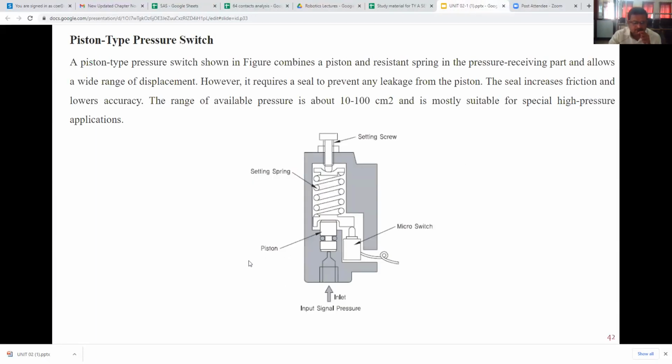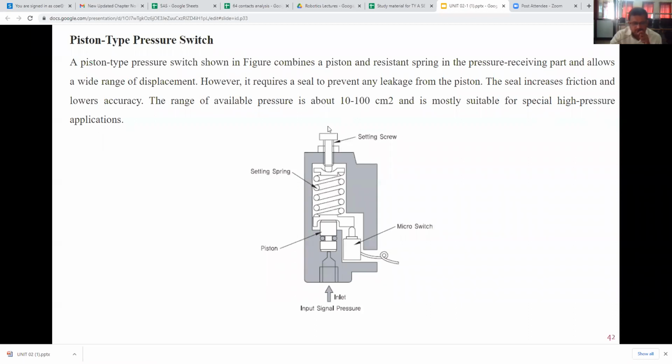Now next, piston type pressure switch. A piston type pressure switch shown in the figure combines a piston and a resistance spring in the pressure receiving part and allows a wide range of displacement. However, it requires a seal to prevent any leakage from the piston. The seal increases friction and lowers accuracy. The range of available pressure is about 10 to 100 centimeters square and is mostly suitable for special high pressure applications. Now I will explain this.